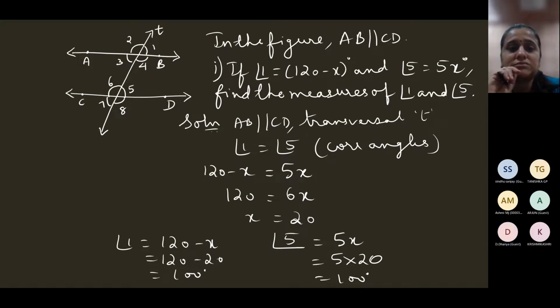Corresponding angles, ma'am. 6 and 2 are corresponding angles, so they are equal. Whatever is the expression for 6, the same will be for 2. Now what is the relationship between 1 and 2? Linear pair, ma'am.